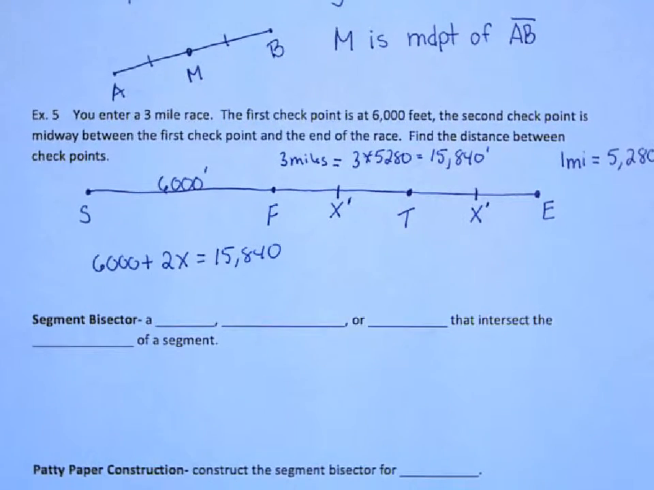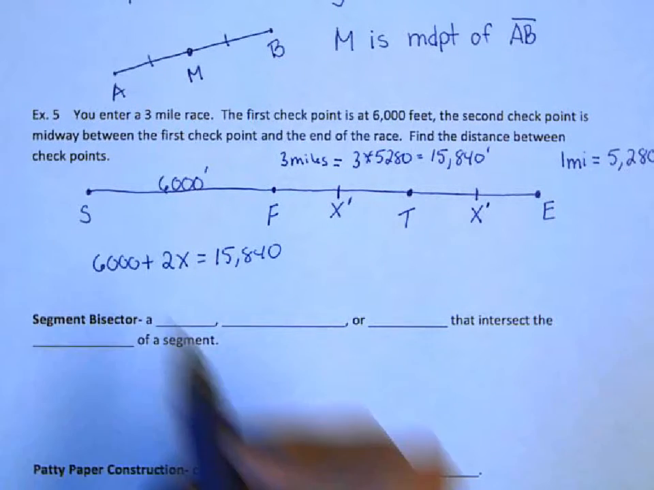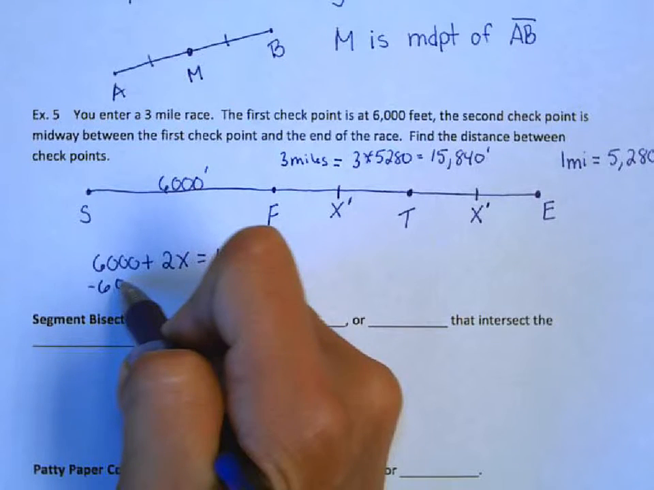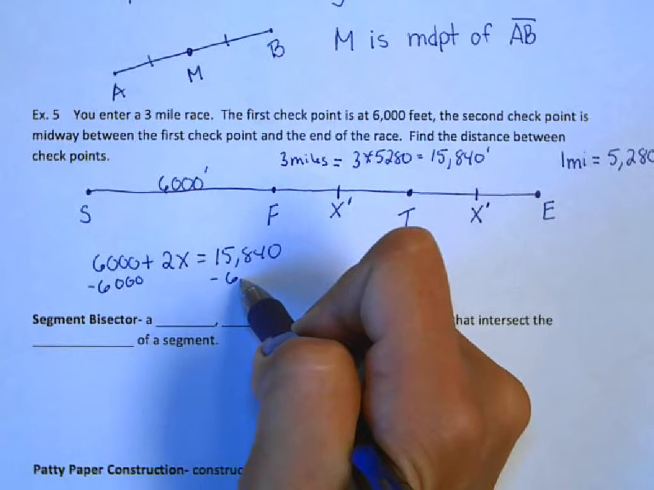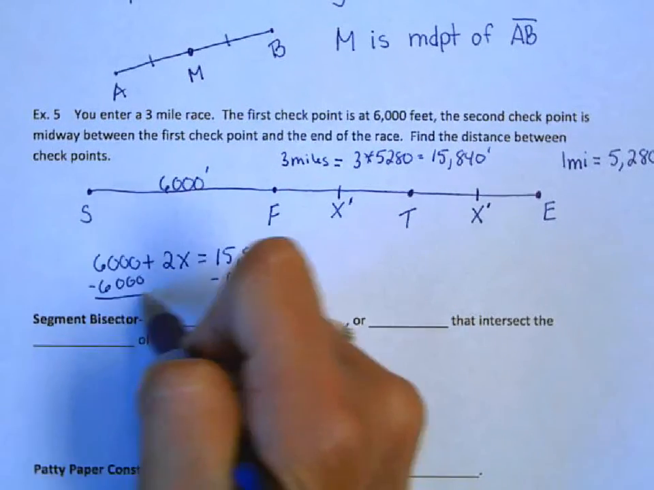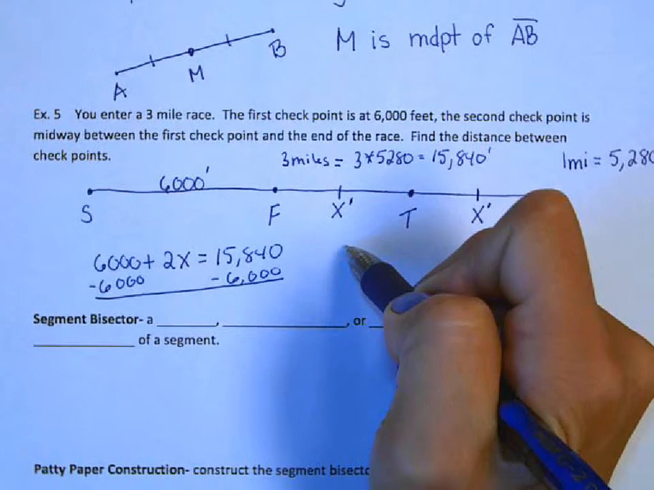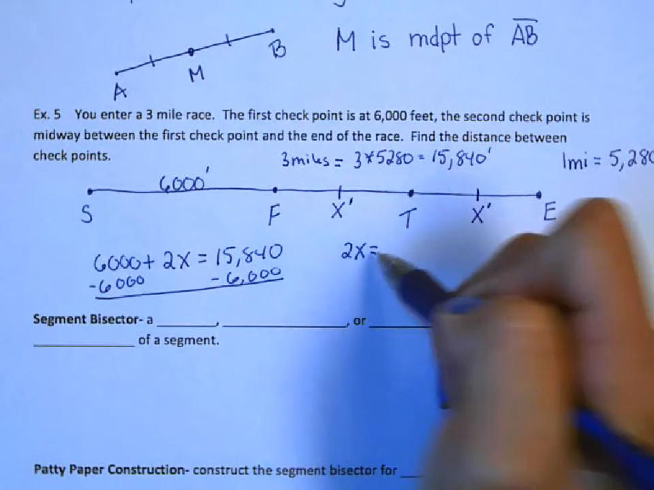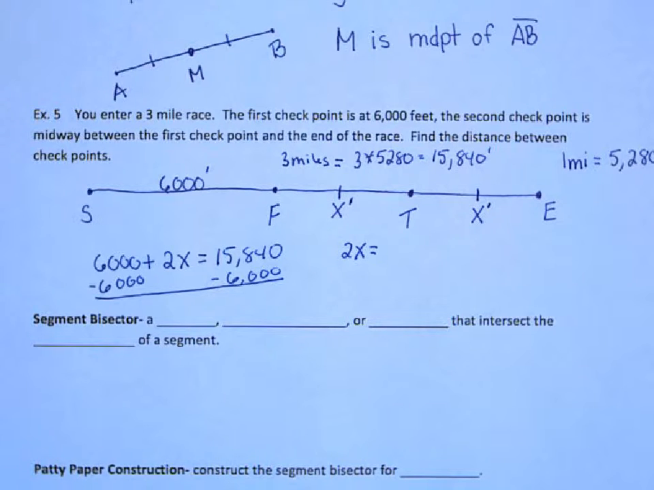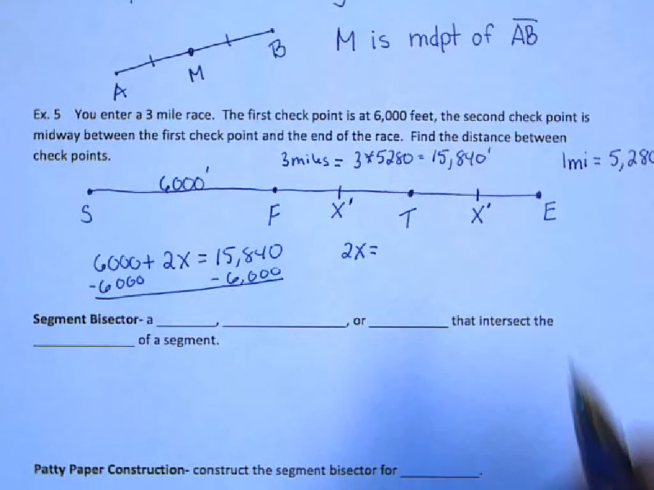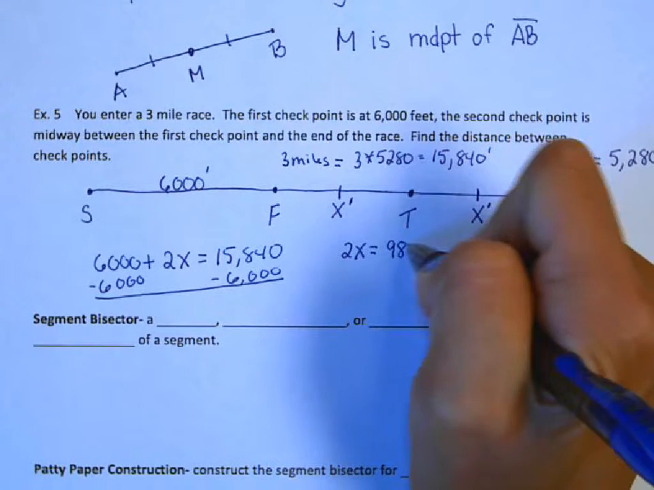What's my first algebra step? Somebody's going to give me this. Megan. That sounds good to me. Subtract 6,000. So I'm going to come over here. I'm running out of room there. 2x equals, I'll get this for you. I don't think you have a calculator yet. Subtract 6,000. Oh, 9,840.